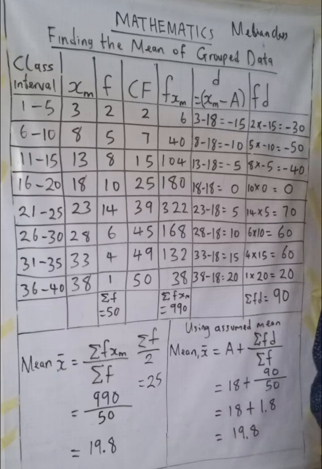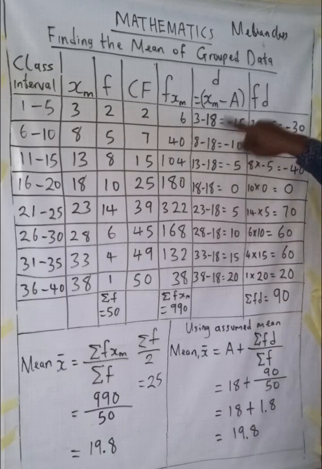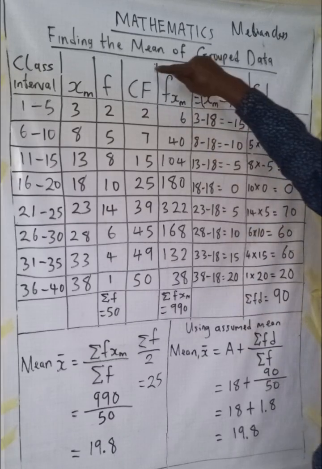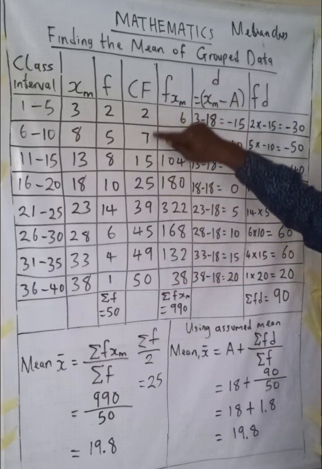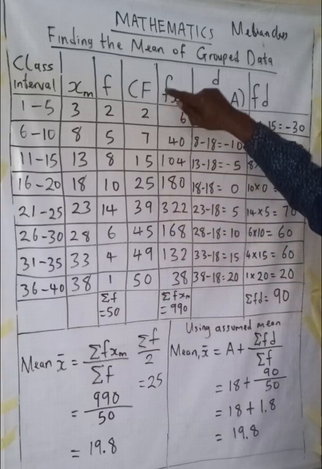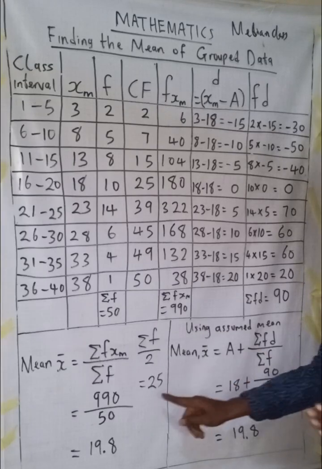Okay, now we have 25. What do we do with the 25? How do we use 25 to find the assumed mean? Now watch. Go to the cumulative frequency column. Check which of the cumulative frequency is the smallest bigger than 25.